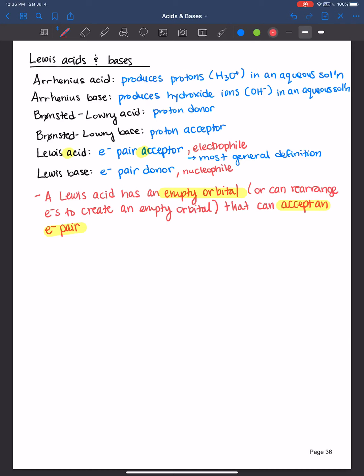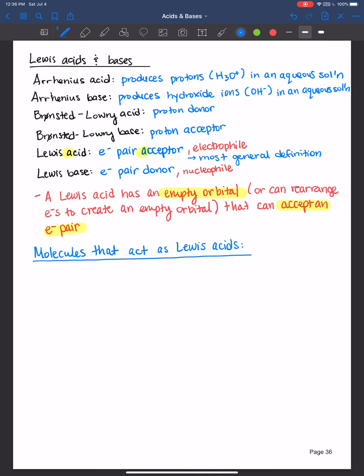So let's talk about molecules that act as Lewis acids. And remember, I'm giving a very brief introduction to this topic. This is a second semester general chemistry course. If you want to take OChem, you're going to see a lot of different Lewis acids. So just be mindful of that.